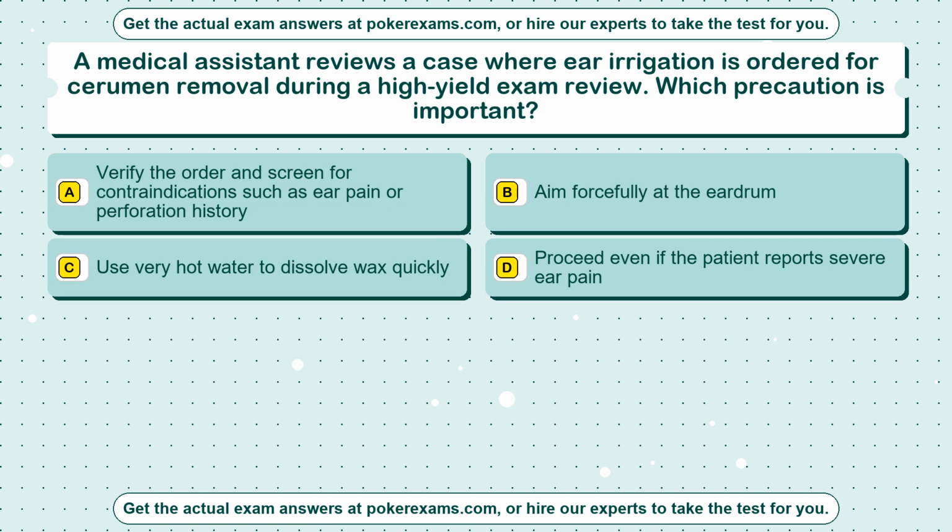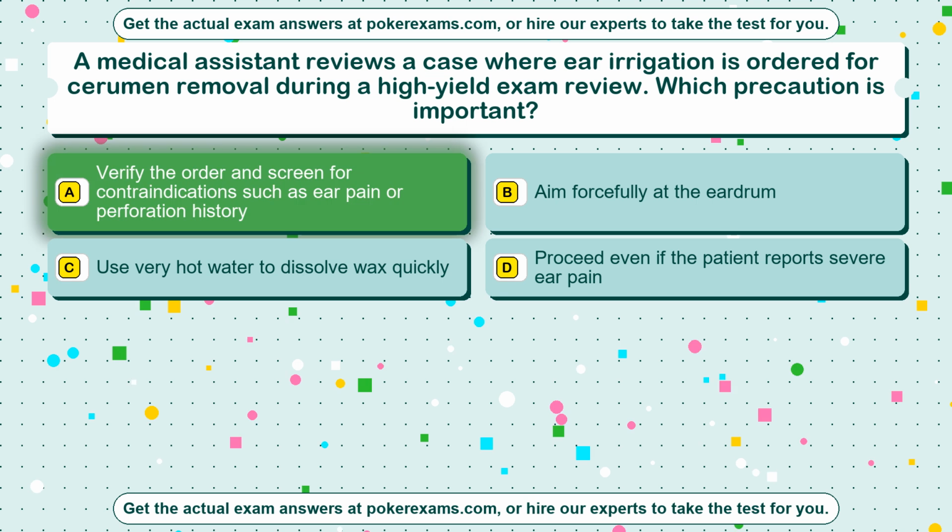Question 50. A medical assistant reviews a case where ear irrigation is ordered for cerumen removal during a high-yield exam review. Which precaution is important? Option A, verify the order and screen for contraindications such as ear pain or perforation history. Option B, aim forcefully at the eardrum. Option C, use very hot water to dissolve wax quickly. Option D, proceed even if the patient reports severe ear pain.